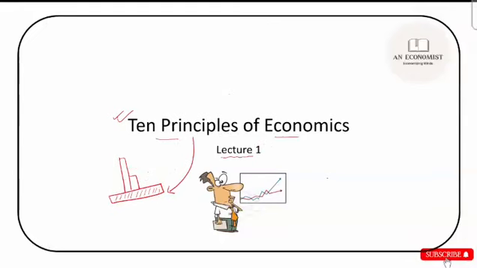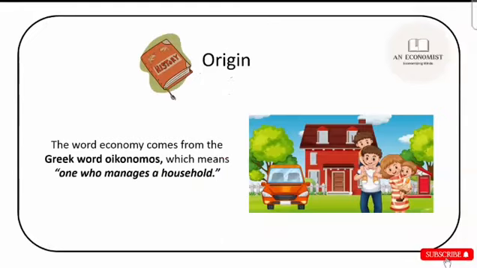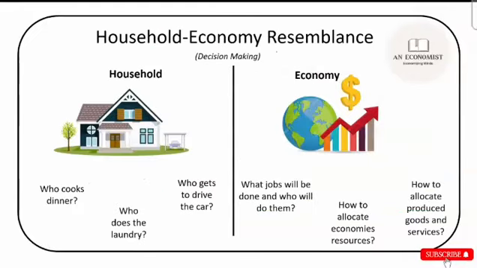Now let's jump into the topic. Firstly, we will understand the origin of the term economy. The word economy comes from the Greek word oikonomos, which means one who manages a household, right? Now, this might seem a little peculiar, that we are trying to define the word economy by saying one who manages the household. So there must be some connection between economy and the household. Let us understand the resemblance between the household and the economy.